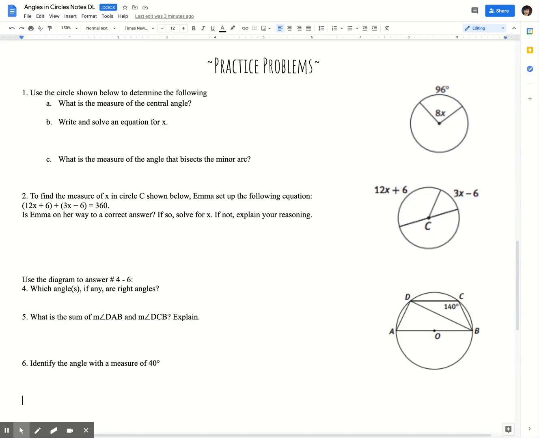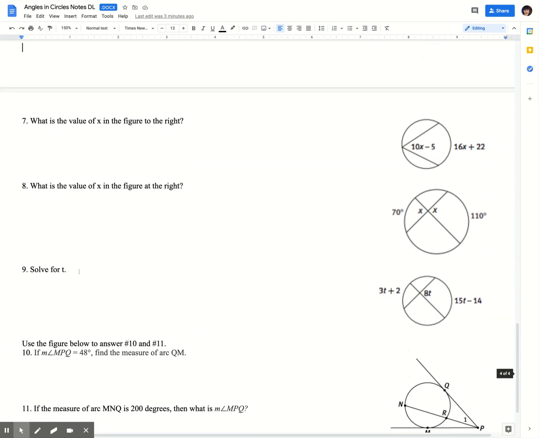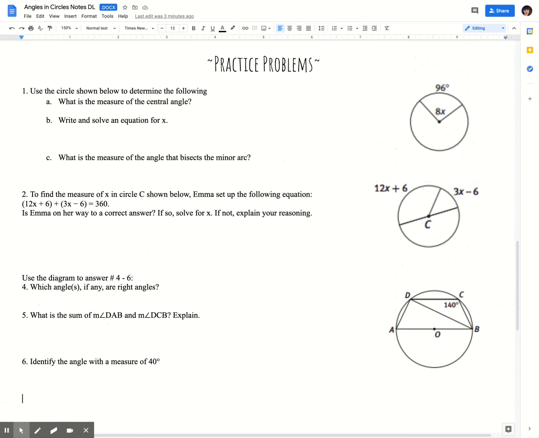Hello everybody. This is your practice problems video for central and inscribed angles. You'll notice that everything for this section is all in one document. For this set of questions, we're only going to go up through number 7, because most of the last page of practice problems deals with chords and secants and tangents. All right, let's jump into it.